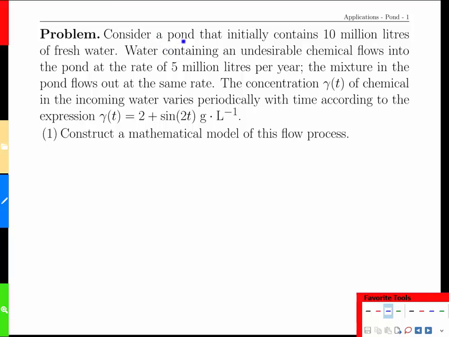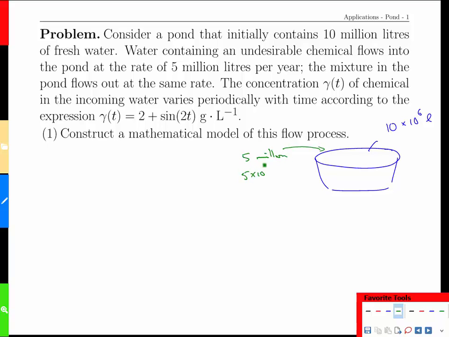In this scenario, we're considering a large pond, or at least larger than room-sized pond, which has 10 million liters. So 10 times 10 to the power of 6 liters in it. Into this pond, we have water containing an undesirable chemical flowing in. So we've got flow in, and this is a slow process. It's 5 million, or 5 times 10 to the 6 liters per year. So a fairly slow process to replace all the water in this pond.